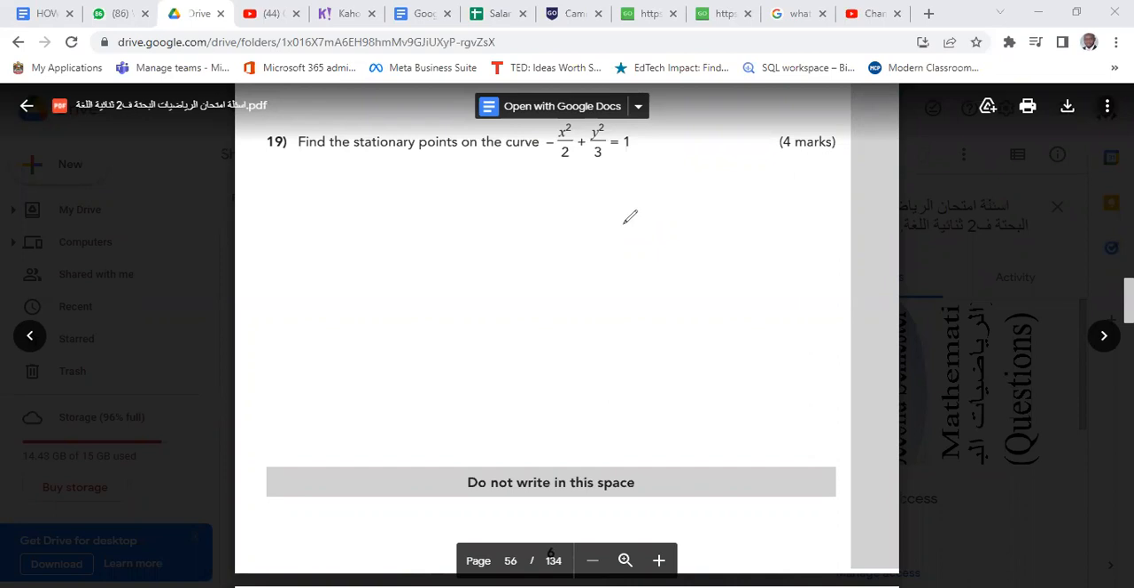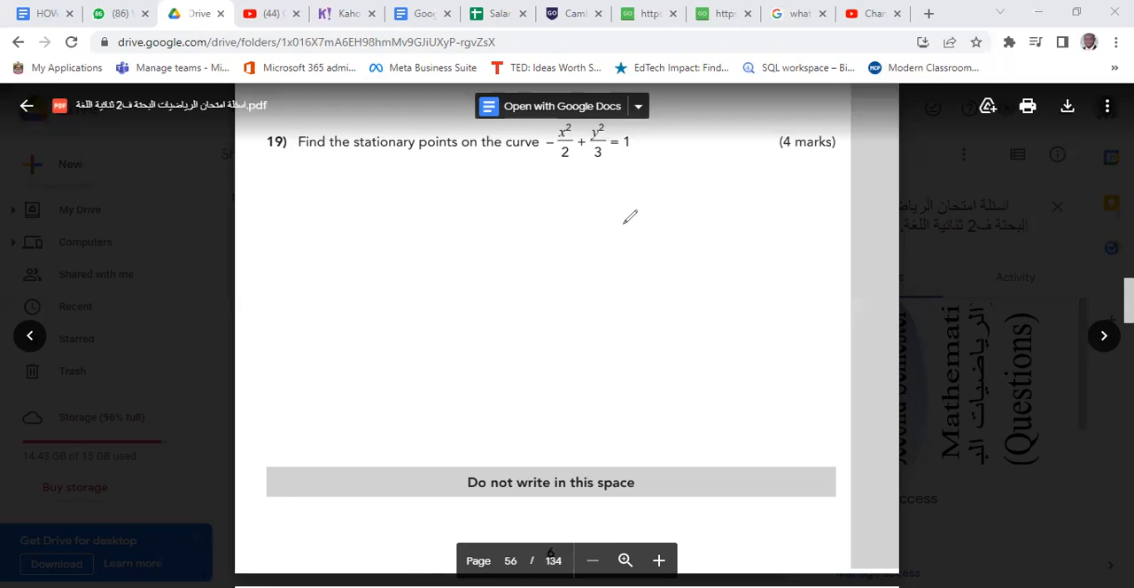Find the stationary points on the curve minus x power 2 over 2 plus y power 2 over 3 is equal to 1. When they mention stationary point, what comes to your mind? We all know that at a stationary point, dy/dx, which is the gradient, which is the differentiation, is equal to 0. So it means we need to find dy/dx. We need to differentiate. So how do we do that?